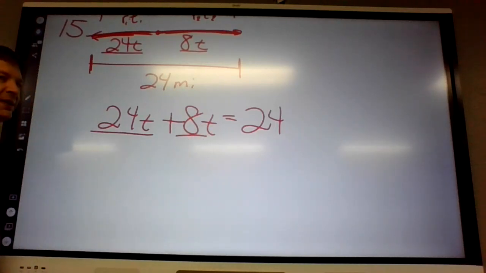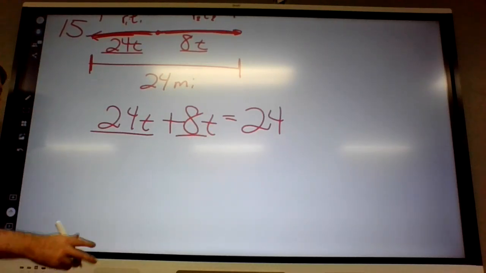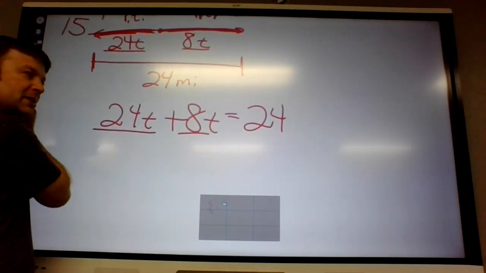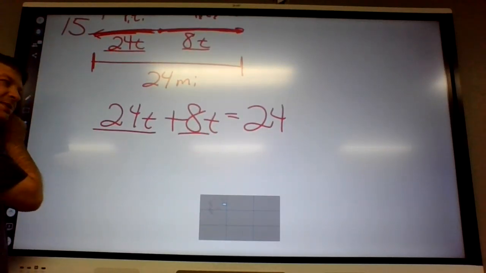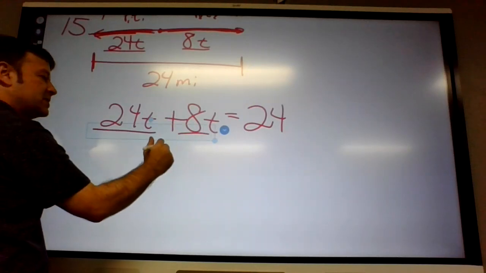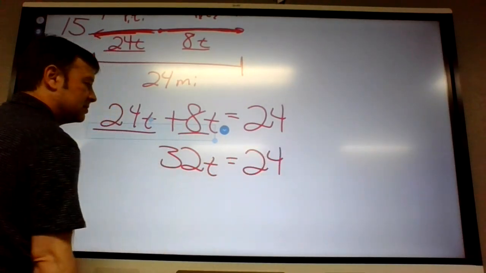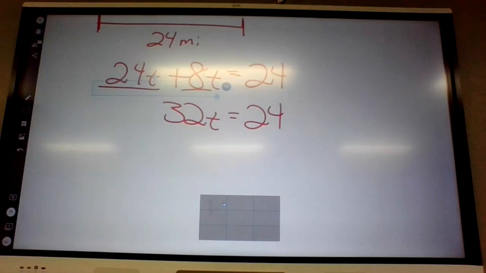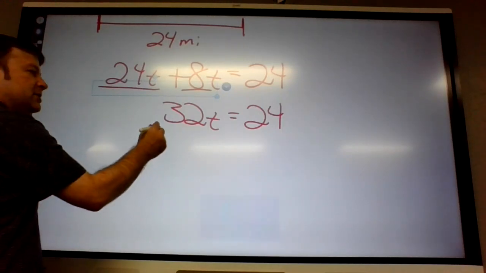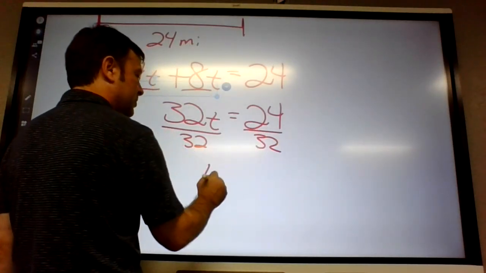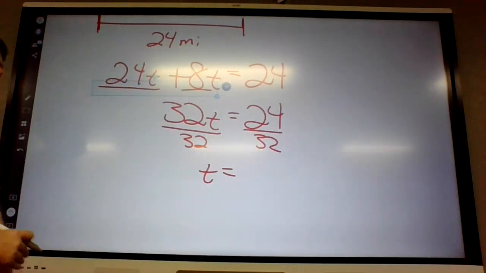Notice I'm putting little tails on my T because of these problems right here. That's why I started doing that, because they look like pluses otherwise. Yeah, 24t plus 8t is 32t. So, yeah, just basic algebra after you set it up. That's the hard part. 24 divided by 32.